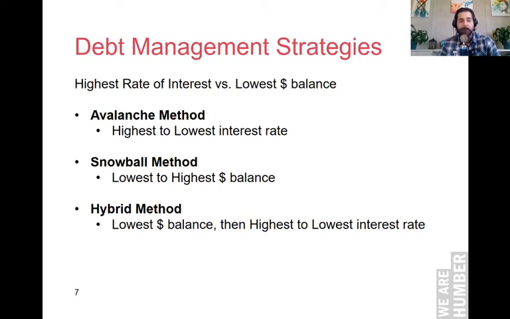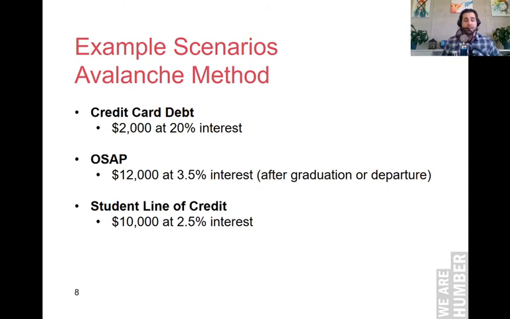And then there's a hybrid method, which is typically something along the lines of you get rid of your lowest balance first so that you can feel good about yourself, and then you go from the highest to lowest interest rate because that's the most effective way to save you money over time, but isn't as emotionally rewarding as having eliminated a source of debt entirely. So let's look at some example scenarios here.